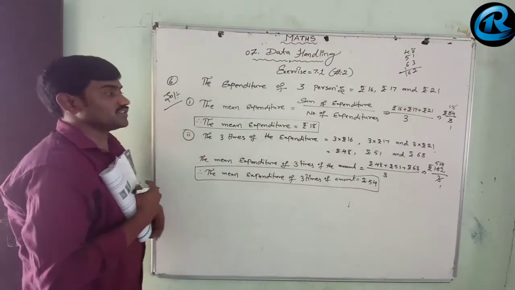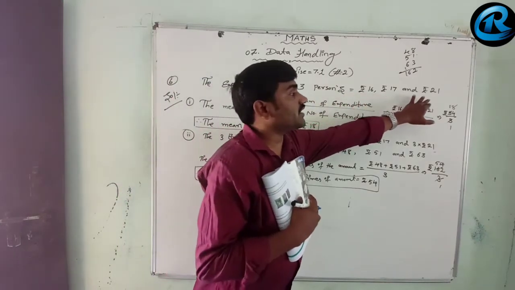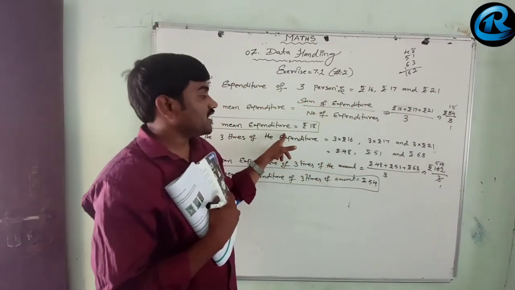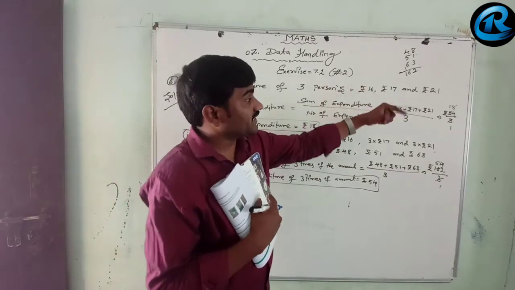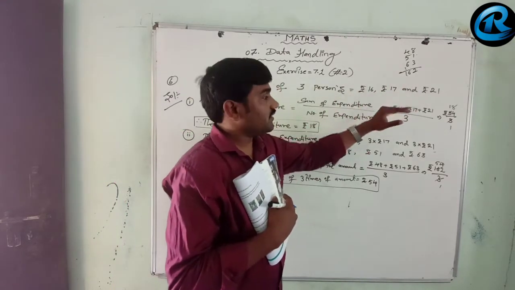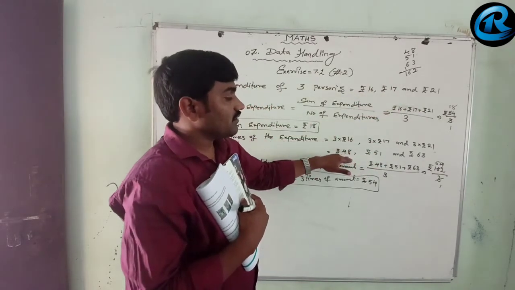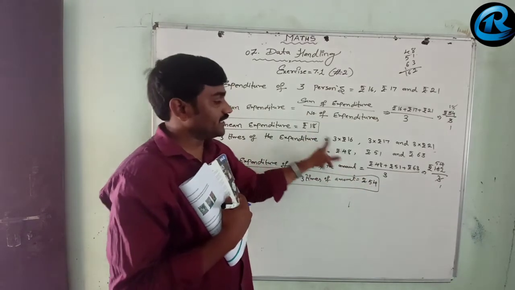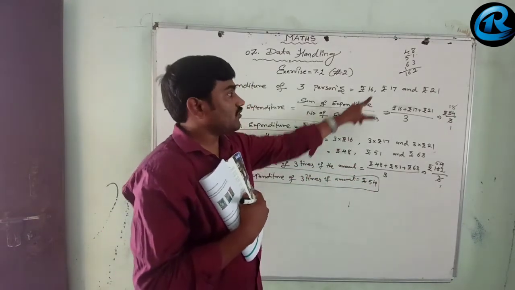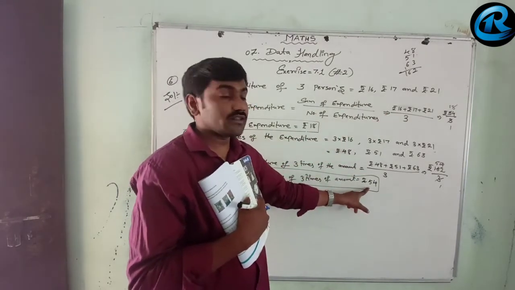What we have observed is, when the expenditures are 16, 17, 21, the mean expenditure is rupees 18. When the amounts become 3 times, the mean also increases. If the amount is increased 3 times, then the mean also increases 3 times. 18 threes are 54. If the amount increases 3 times, then the mean also increases 3 times.